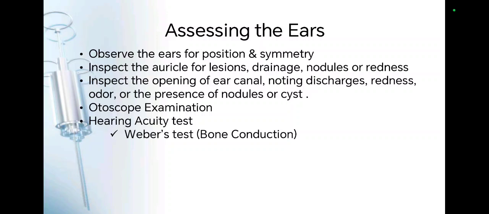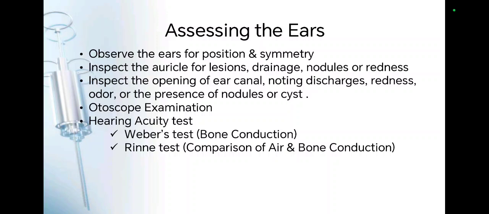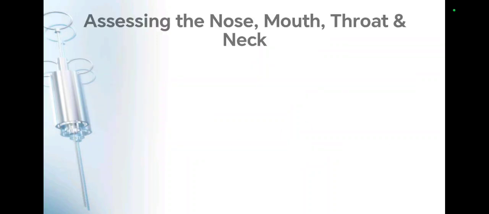You can also perform an internal otoscope examination, and a hearing acuity test to check the sense of hearing of your patient by performing the tuning fork tests, the Weber test and the Rinne test. The Weber test assesses the bone conduction of sound, and the Rinne test is a comparison of air conduction of sound and bone conduction of sound.